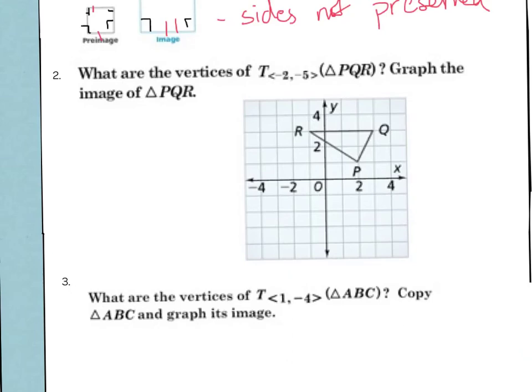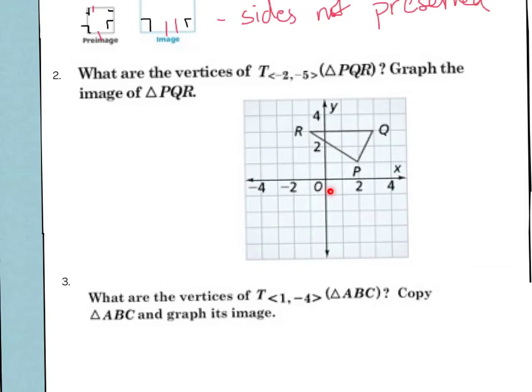All right, here we are at number 2. It says, what are the vertices of translation <-2, -5>? Don't worry about those little brackets. Sometimes people put brackets or parentheses; it doesn't matter. Translation <-2, -5>. Graph the image of PQR, because they've given us the pre-image. So let's graph our P prime, Q prime, R prime.